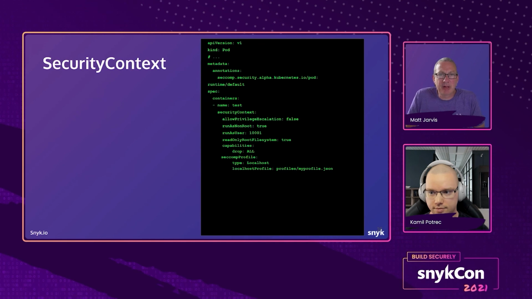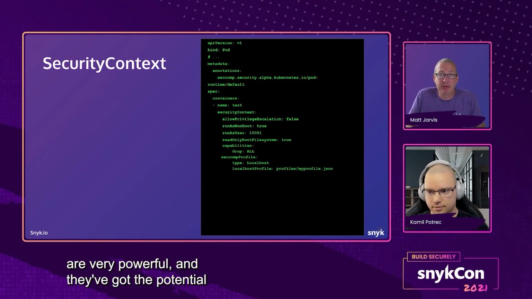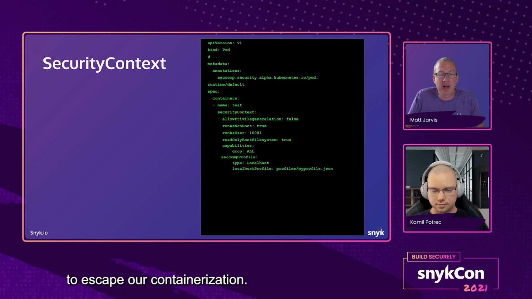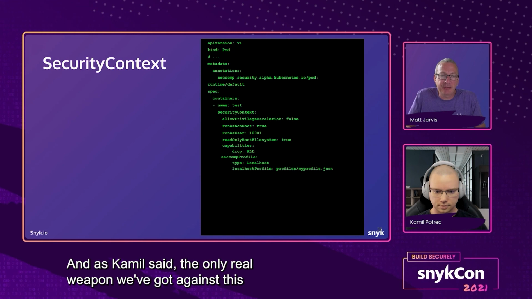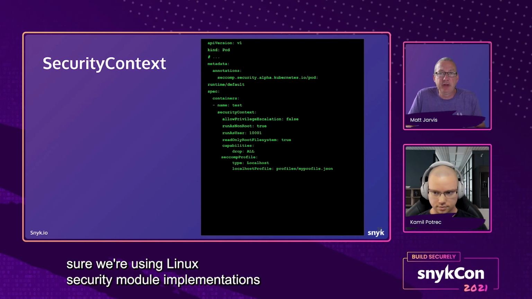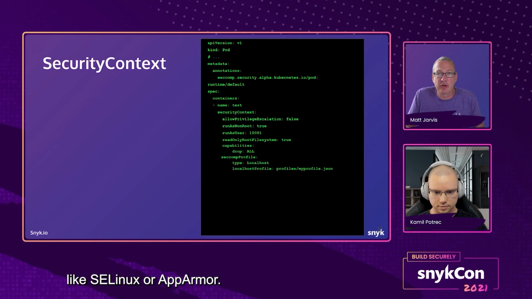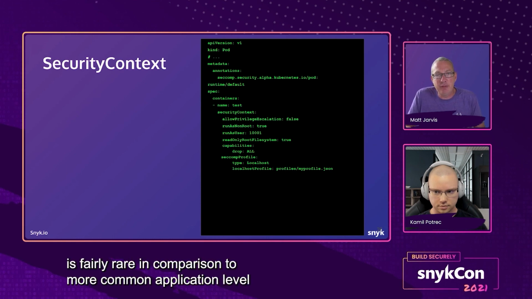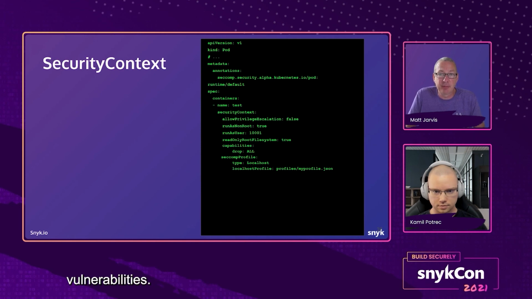So, as we've seen, these kernel level exploits are very powerful, and they've got the potential to escape our containerization. And as Camille said, the only real weapon we've got against this is to upgrade our kernels and to make sure we're using Linux security module implementations like SELinux or AppArmor. Luckily, this type of vulnerability is fairly rare in comparison to more common application level vulnerabilities.